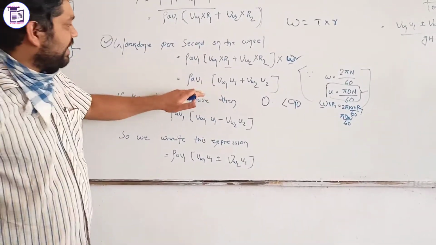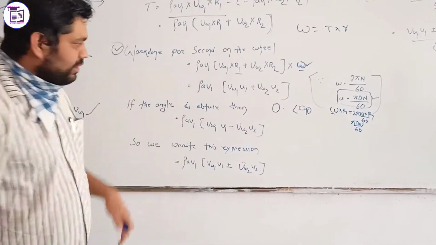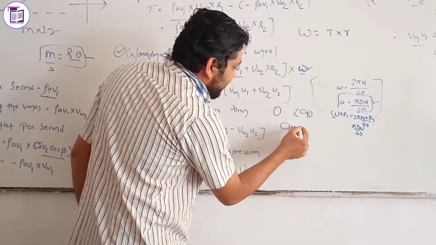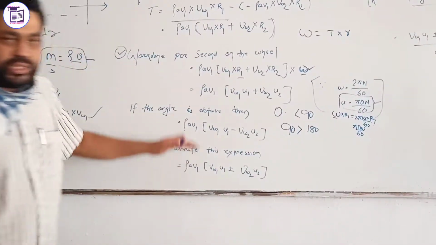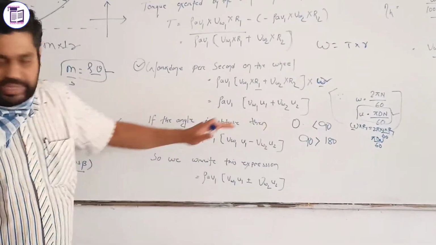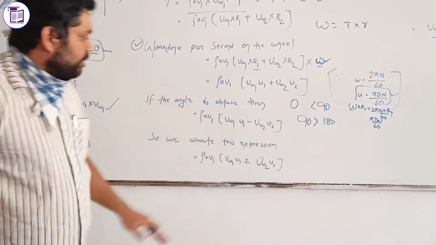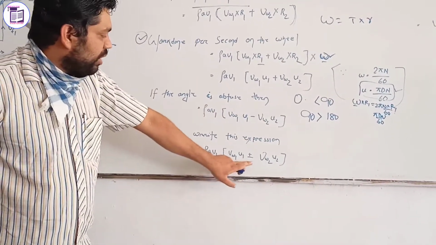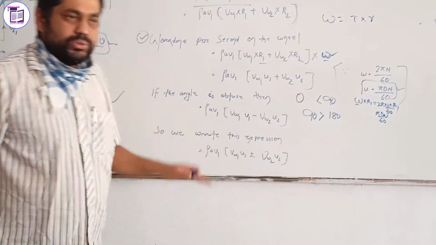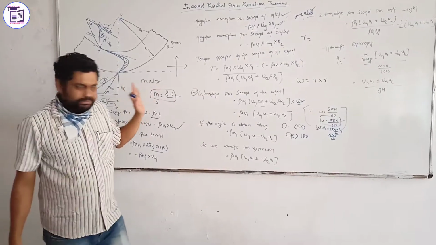In that case, you can write rho A V1 BW1 U1 plus BW2 U2. When the angle of beta is greater than 90 and less than 180, that is called an obtuse angle. On that obtuse angle, you can write a negative sign, BW1 U1 minus BW2 U2. Using both, you can write the expression rho A V1 BW1 U1 plus or minus BW2 U2. This is the work done per second in your radial flow turbine.